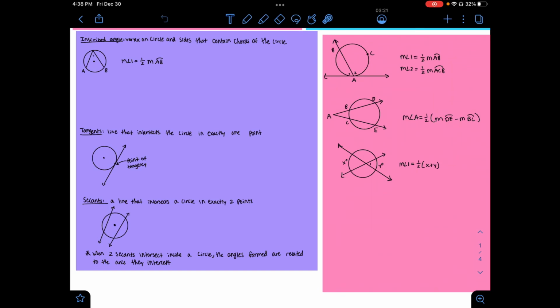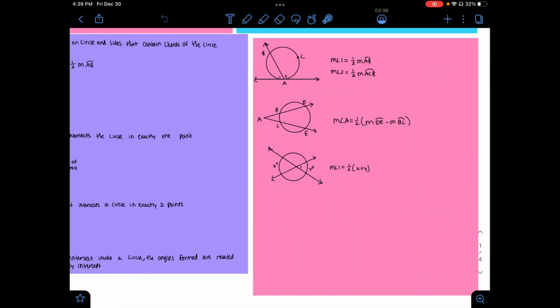This is just one. Secants are lines that intersect a circle in 2 points, so they're going to go through the circle. So like that could be a secant, that could be a secant, that could be a secant, like any of them. And when 2 secants intersect inside a circle, the angles formed are related to the arcs they intersect.